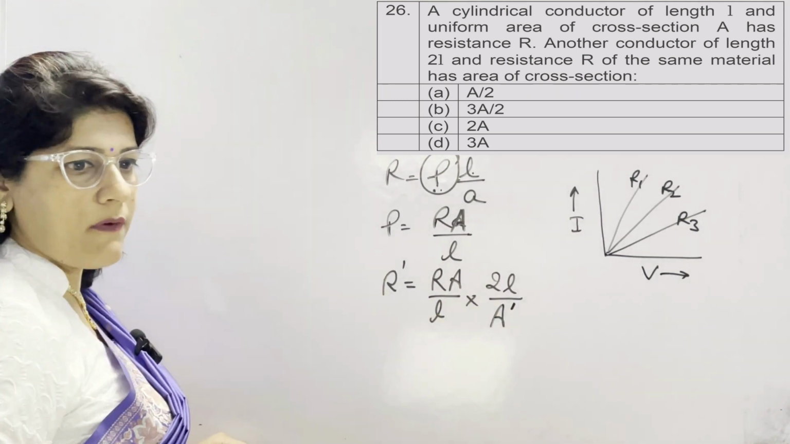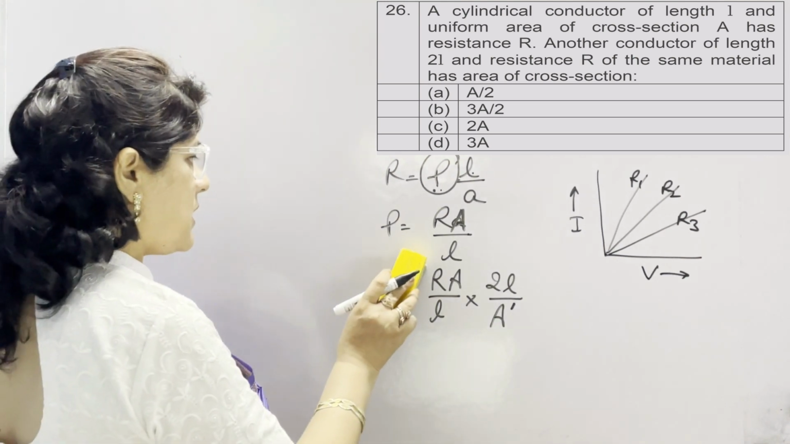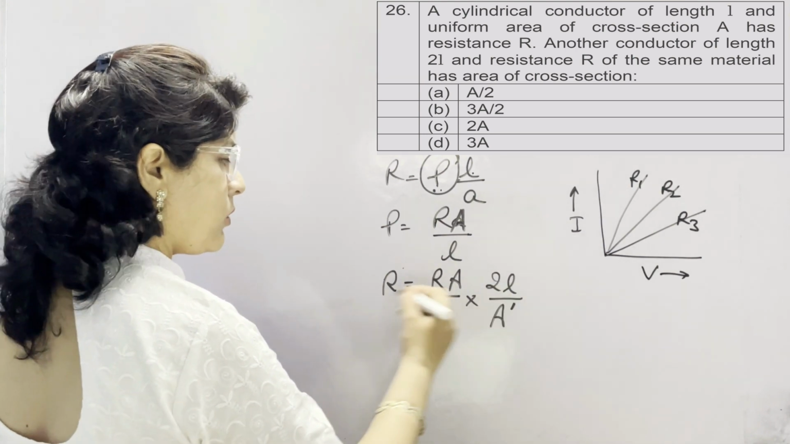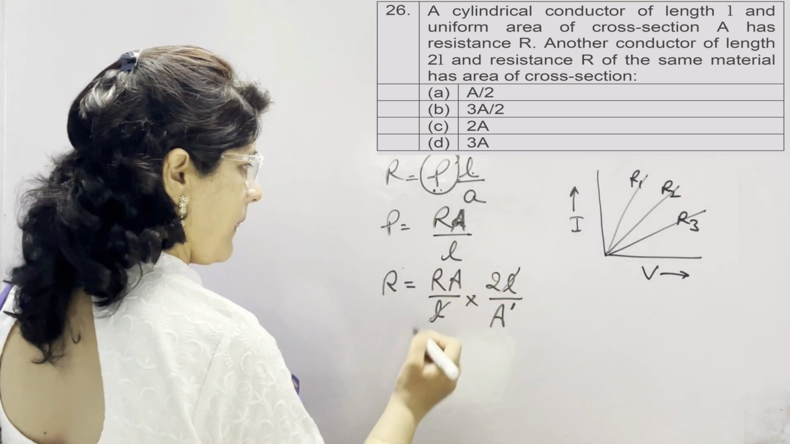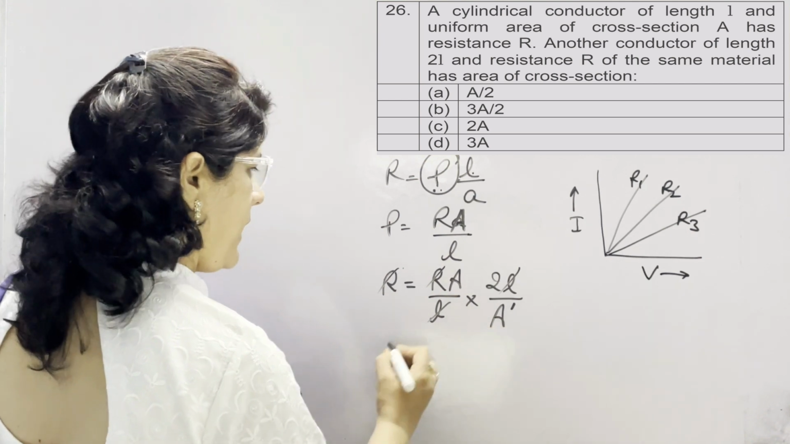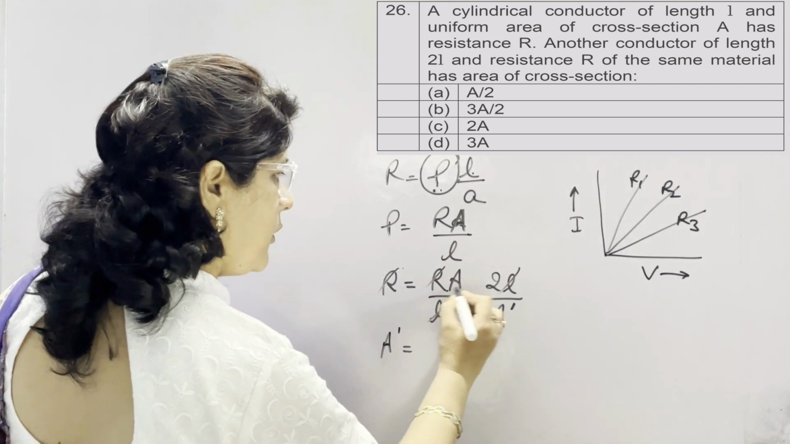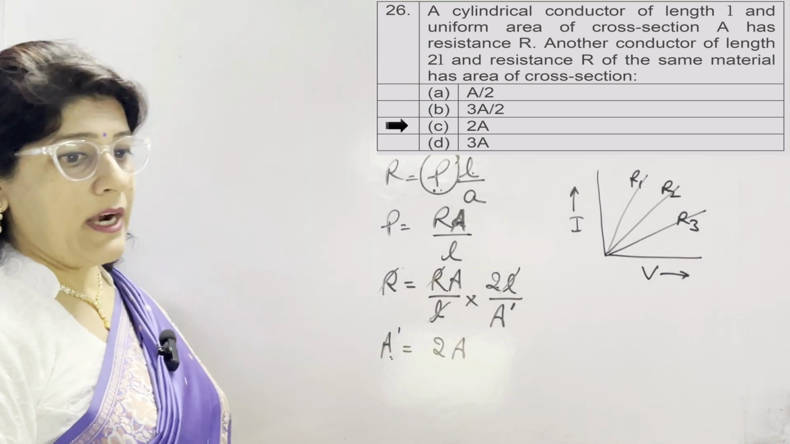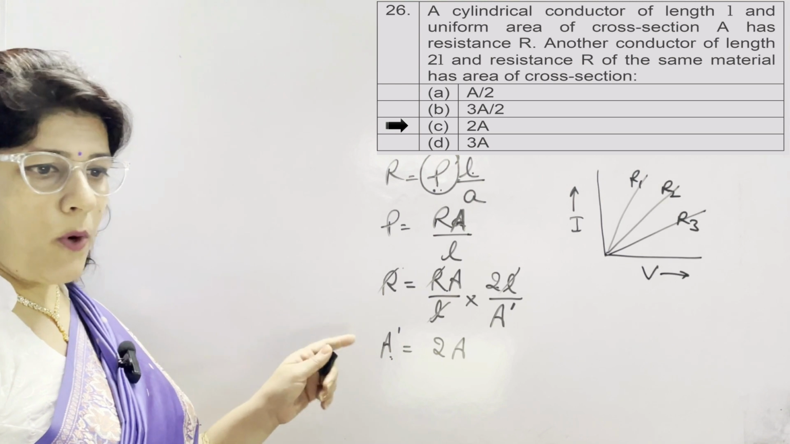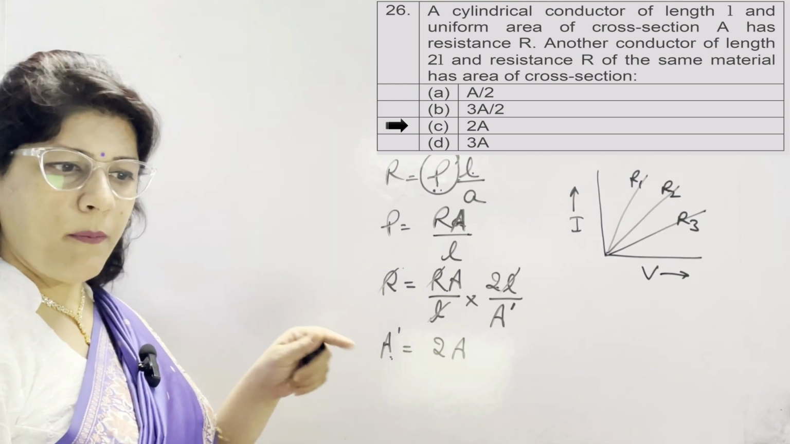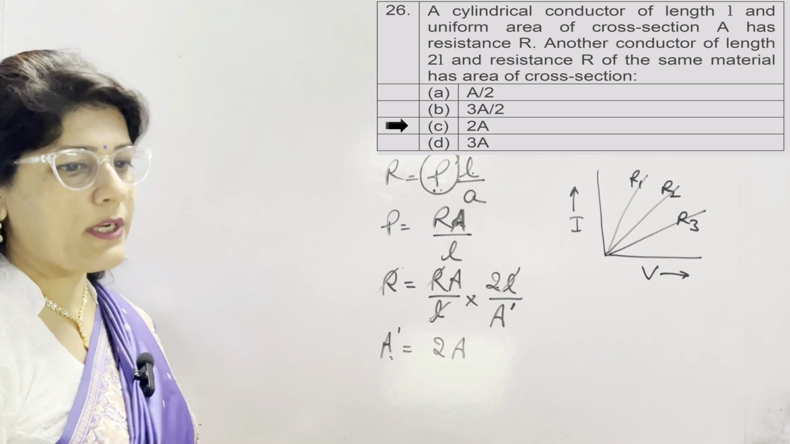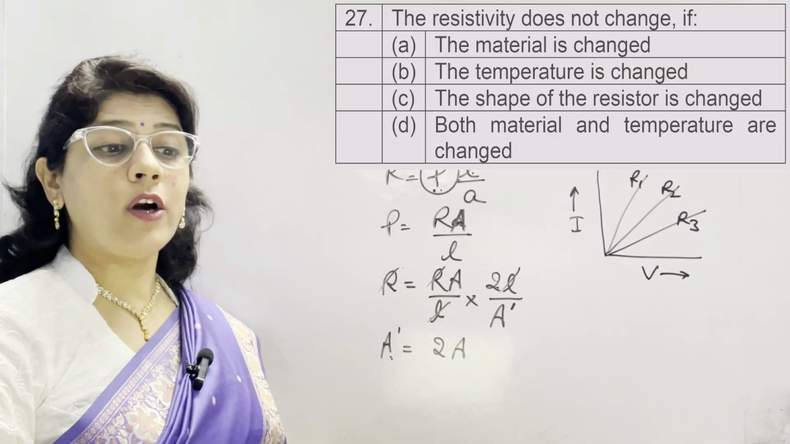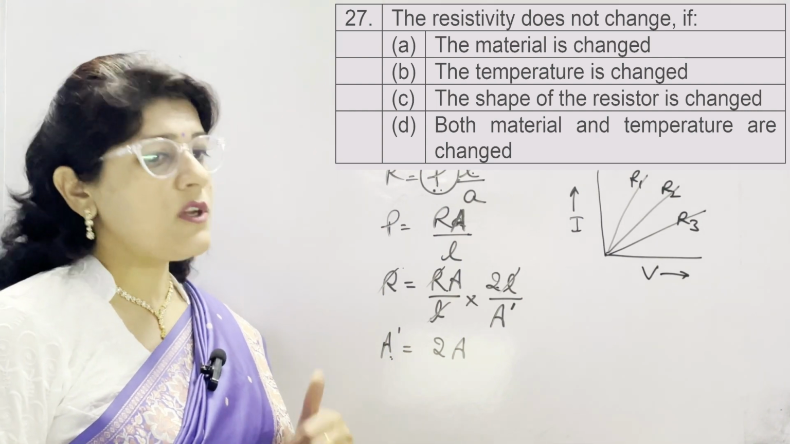Here in this question they have given that the resistance of the material remains same, it means R remains same. So what can we cut on these sides? L is same, R is same, so A dash area comes out to be 2 into A. So new area of cross section is 2 into A, and this is our option number C. A option is A upon 2, B is 3A upon 2 and C is 2A, which is our correct option, and D is 3A.